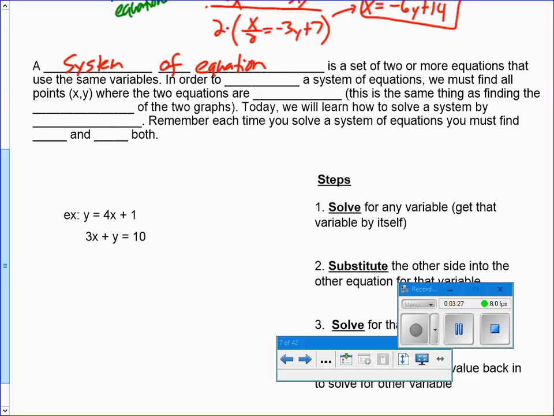A system of equations is a set of 2 or more equations that use the same variable. Most of these you're going to see use x and y. If we solve a system of equations, we have to find all the points, which means x and y both, where the 2 equations are equal. And just like we talked about yesterday, it's the same thing as finding the intersection of the 2 graphs. So today, the process we're going to learn is solving a system of equations by substitution.